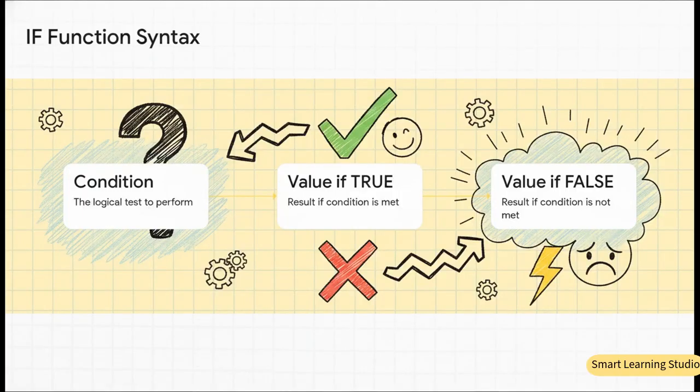To actually make this magic happen, you really just need a simple three-part structure separated by commas. Think of it as Step 1, the condition. Like, what rule are we asking Excel to check? Step 2 is the value if true, meaning what should Excel spit out if the rule is actually met? And Step 3 is the value if false. What happens if the rule is broken? This three-part setup, it is the absolute foundation of all automated logic.